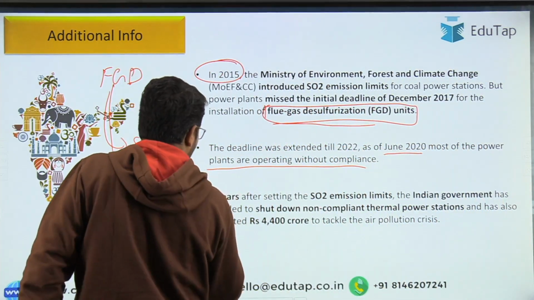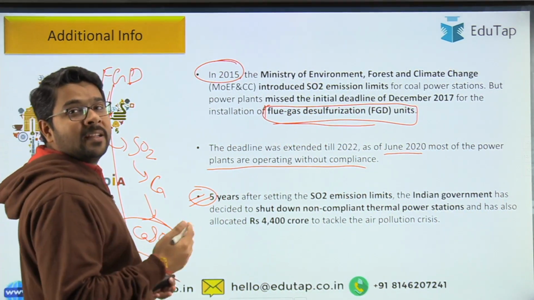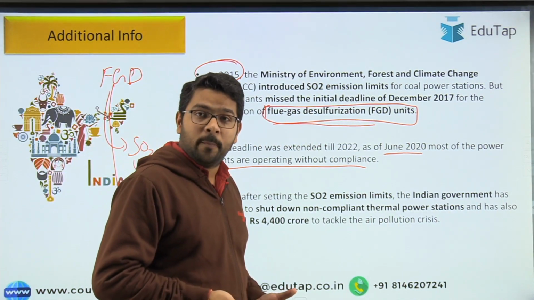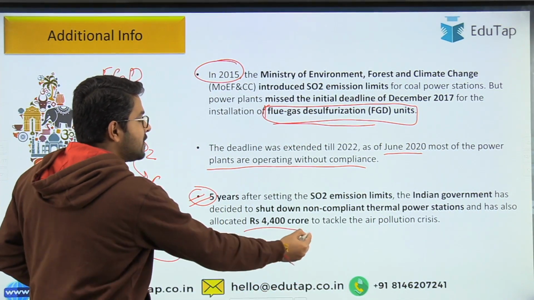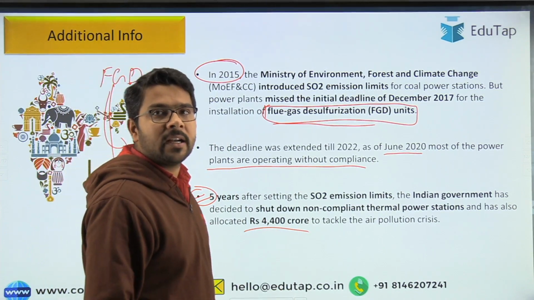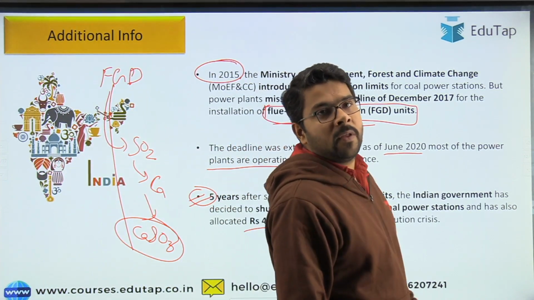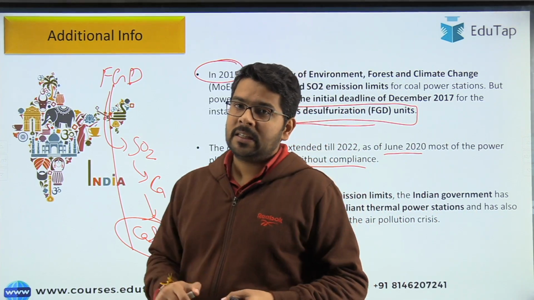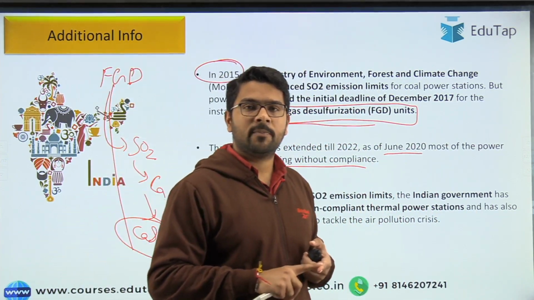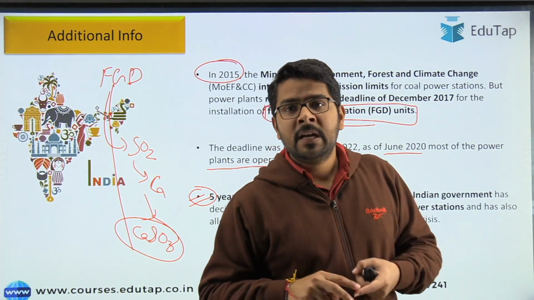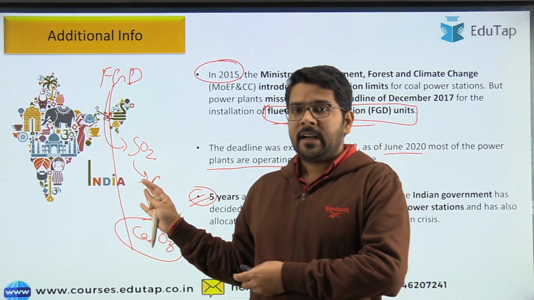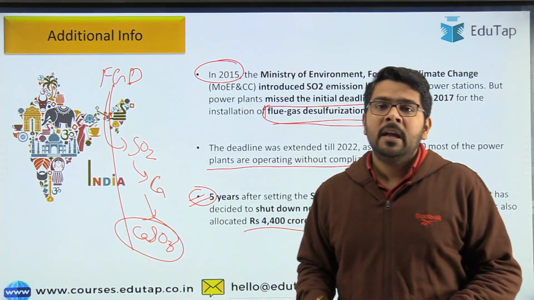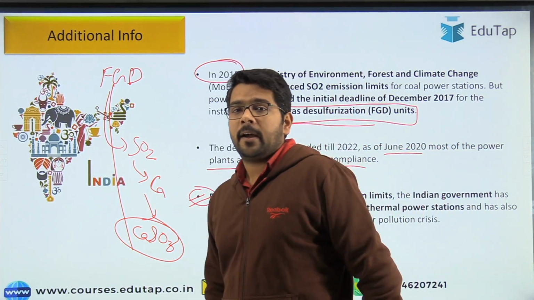Similarly, until plants were shut down, we were not following the emission norms for SO2. Okay, and the government has also released this much amount in regard to this crisis. So guys, that is the entire report in front of you. We have discussed the agencies involved in releasing this report. We have talked about the global highlights regarding this report, and then we have talked about the highlights regarding India.